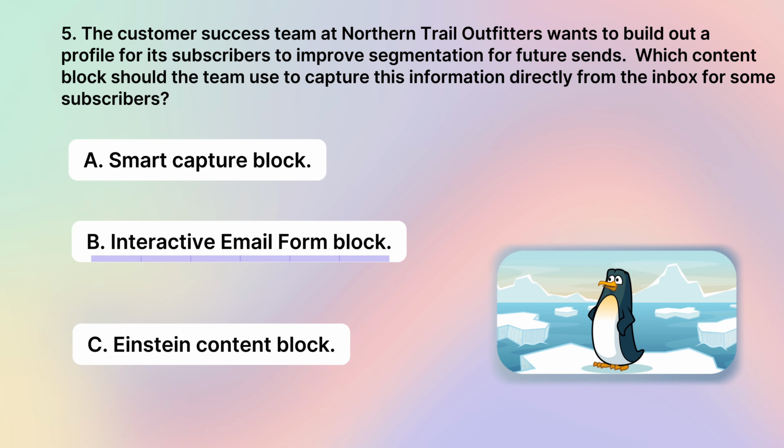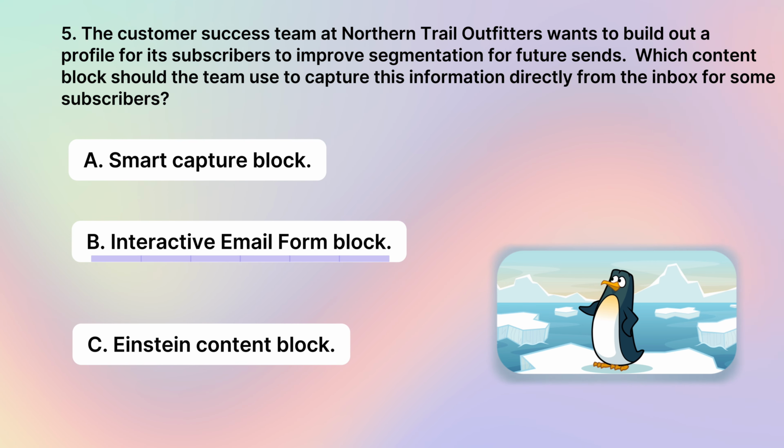The correct answer is Interactive Email Form Block because it allows the team at Northern Trail Outfitters to capture information directly from the inbox for some subscribers. The Interactive Email Form Block enables subscribers to input their information directly within the email, eliminating the need to redirect them to a separate landing page or form. This ensures a seamless user experience and increases the likelihood of subscribers providing their details.